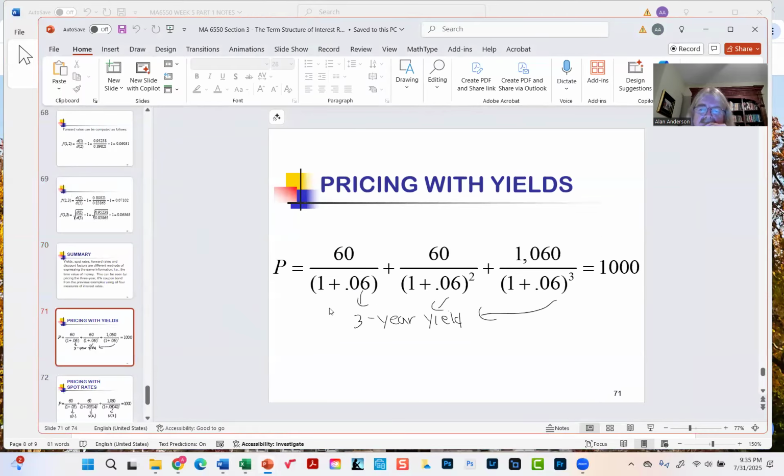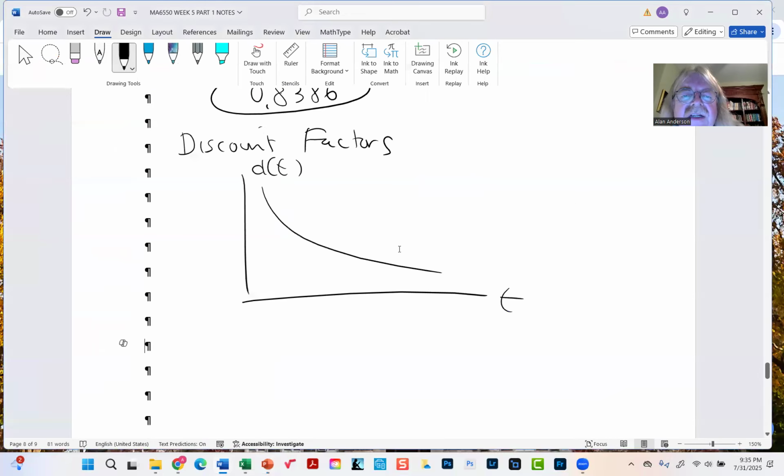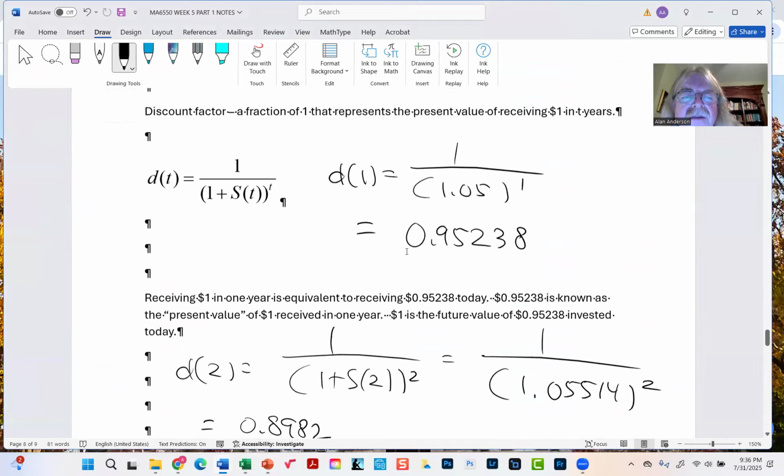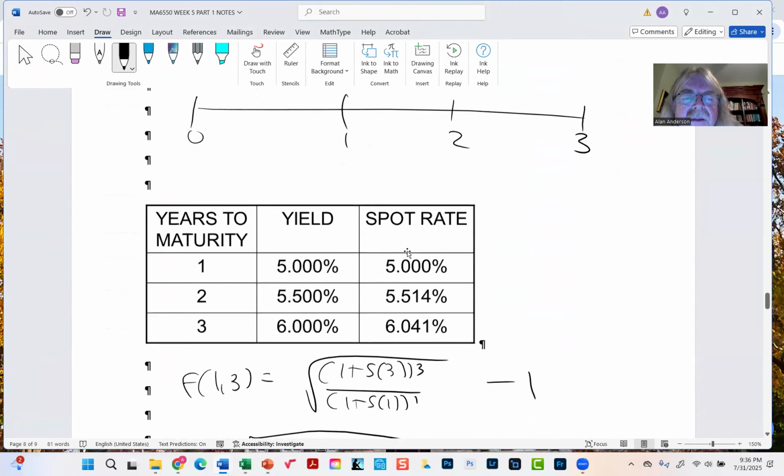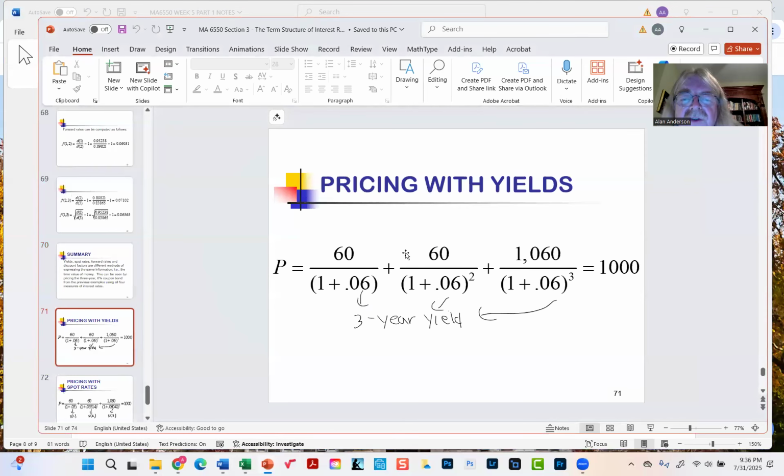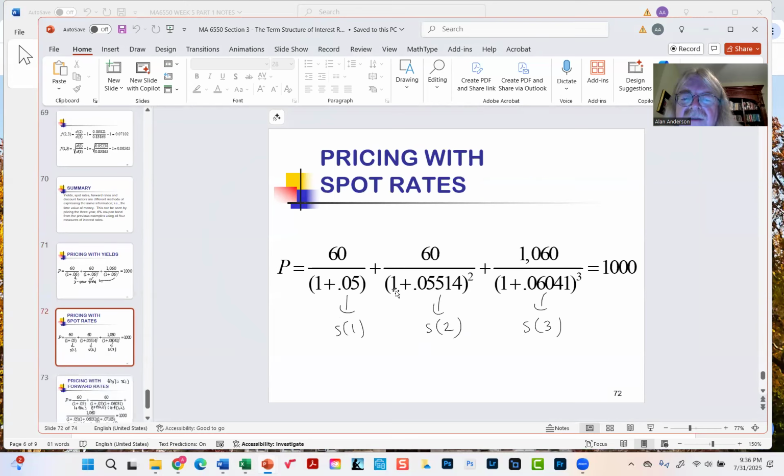So with the yields, the 3-year yield, if you remember, is 6%. Let's go get that chart for a second and confirm that. Right. So what you're doing is you're discounting those cash flows with the 3-year yield, and you do end up with $1,000. With spot rates, it's 1 plus S1, then we have 1 plus S2 squared, 1 plus S3 cubed. And yet, even though the numbers are different, you can see it still adds up to 1,000.